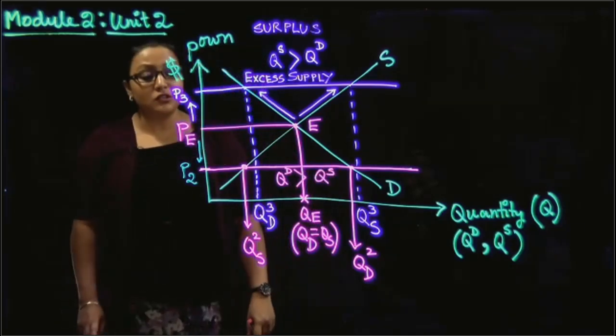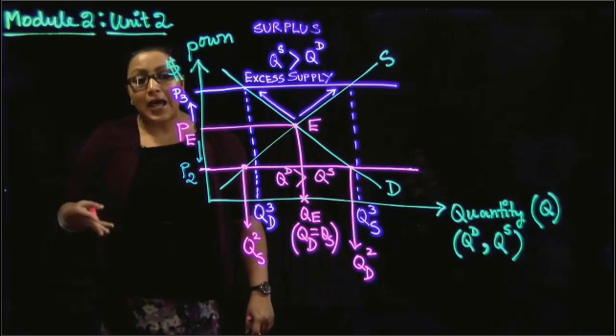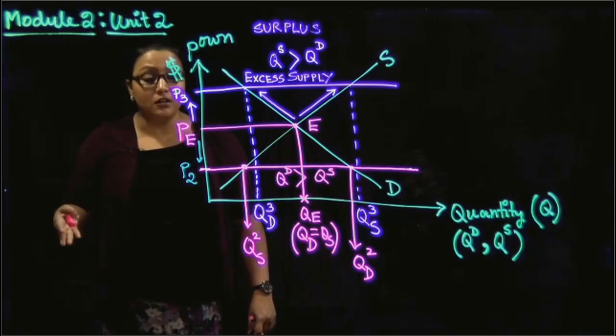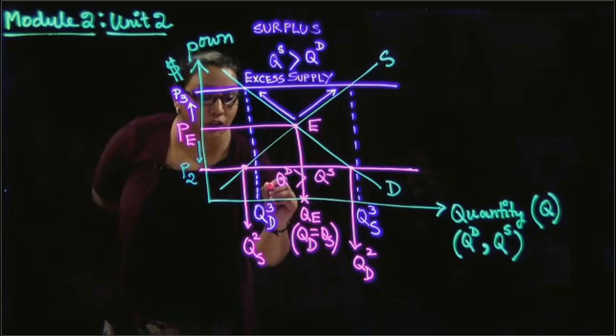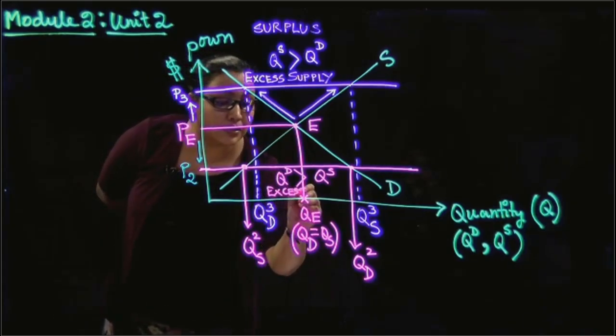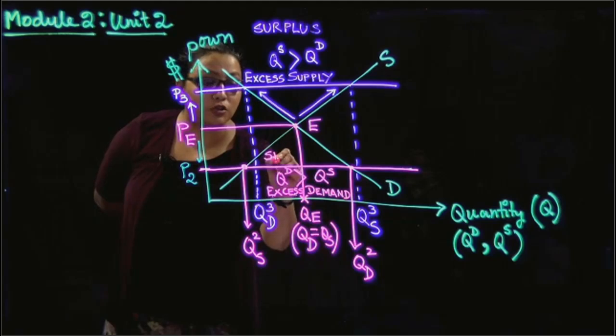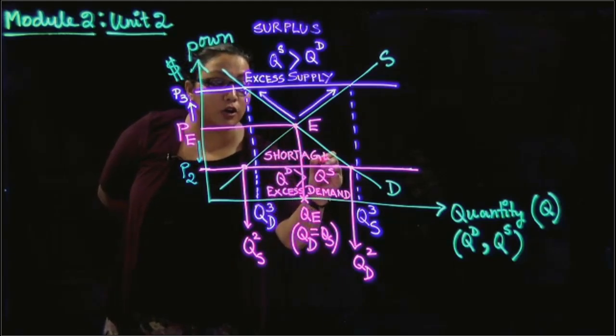That means this is a situation where there are more buyers who want the commodity than what is available by the sellers to sell. So this situation is also known as excess demand, and that is also called shortage. So another word for excess demand is shortage.